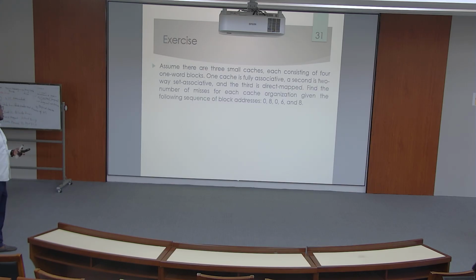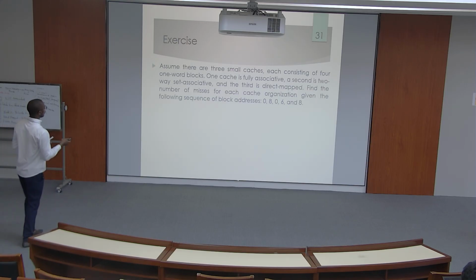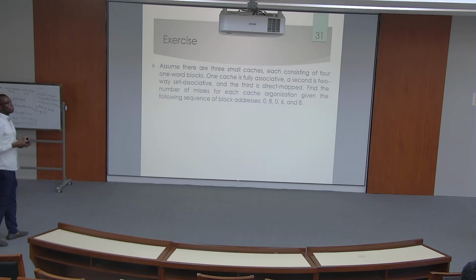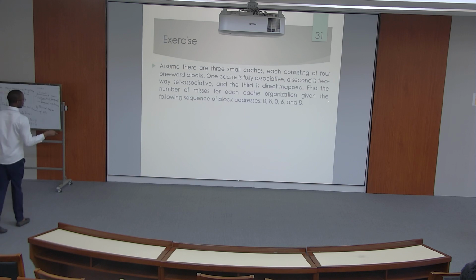Now we have a simple exercise here on the screen. We have to assume that we have three small caches, each containing 1-word blocks. That means we have 4 cache lines. One cache is fully associative, the second one is two-way associative, and the third one is a direct map. We need to find the number of misses for each cache organization given the following block sequence.